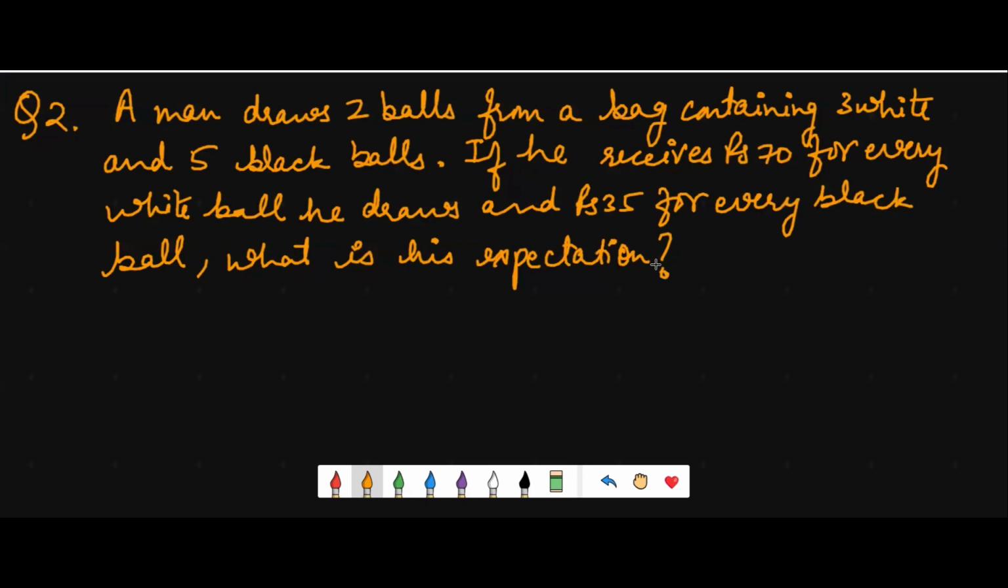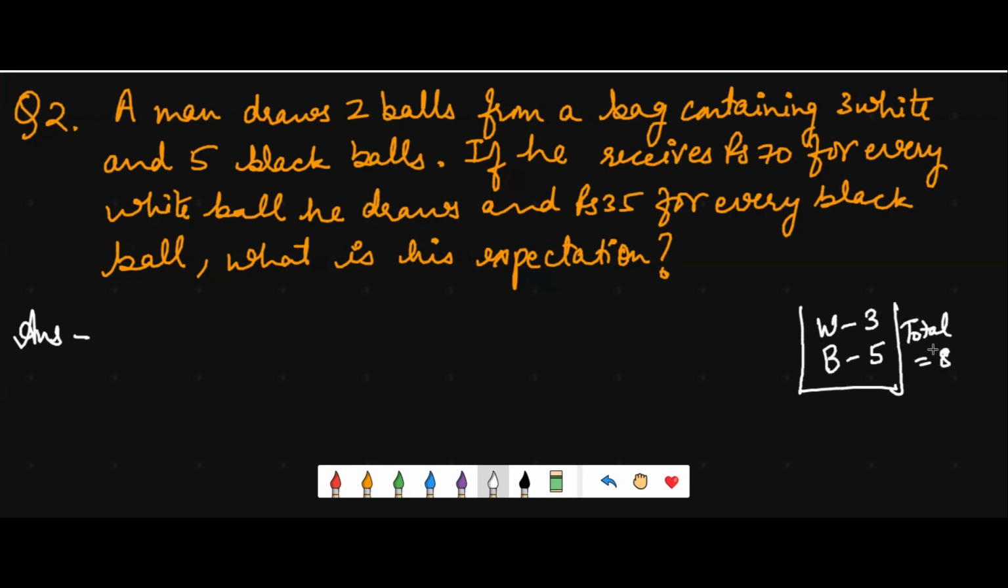So let us consider the second question, in which a man draws two balls from a bag containing 3 white and 5 black balls. If he receives 70 rupees for every white ball he is drawing and 35 rupees for every black ball, what is his expectation? So again, in this question, we need to find out the expectation only. So we have a bag here in which white balls are 3 and the black balls are 5. So there are total 8 balls again.